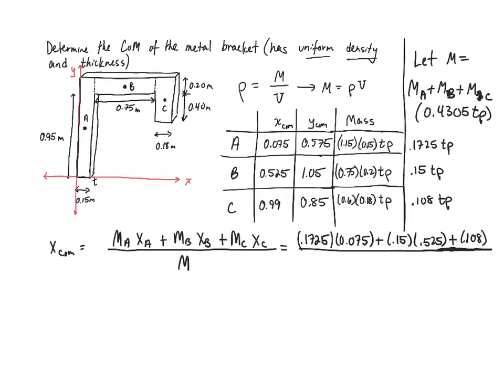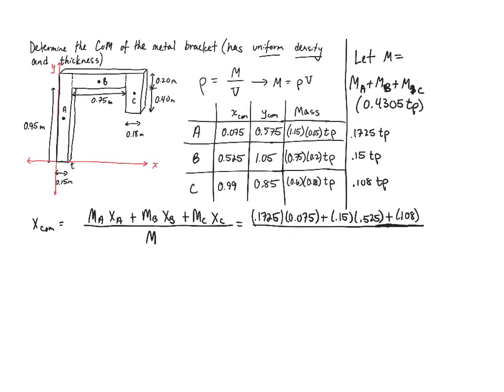And let me zoom out a little bit. I gotta stop including zeros. 0.108 times the x center of mass for object C, which is 0.99. And that's all divided by the total mass, 0.4305. Okay? We get an answer of 0.46 meters. So let's estimate where that is along the x-axis, right?